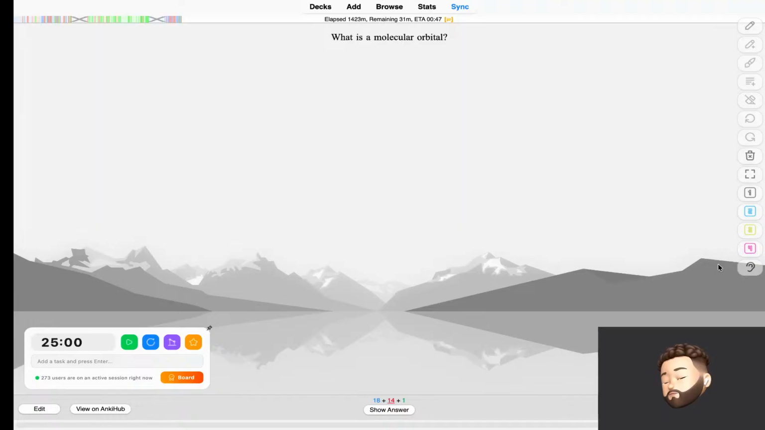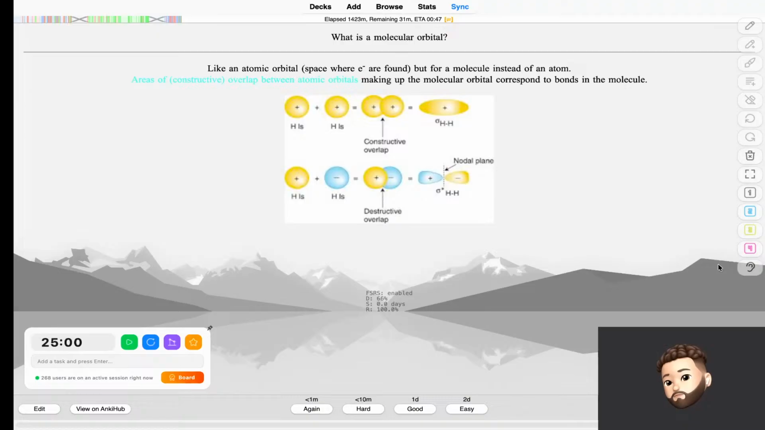What is a molecular orbital? Like an atomic orbital, but for molecules. The area of atomic orbital overlap, assuming that it's constructive overlap, is going to correspond to a bond.